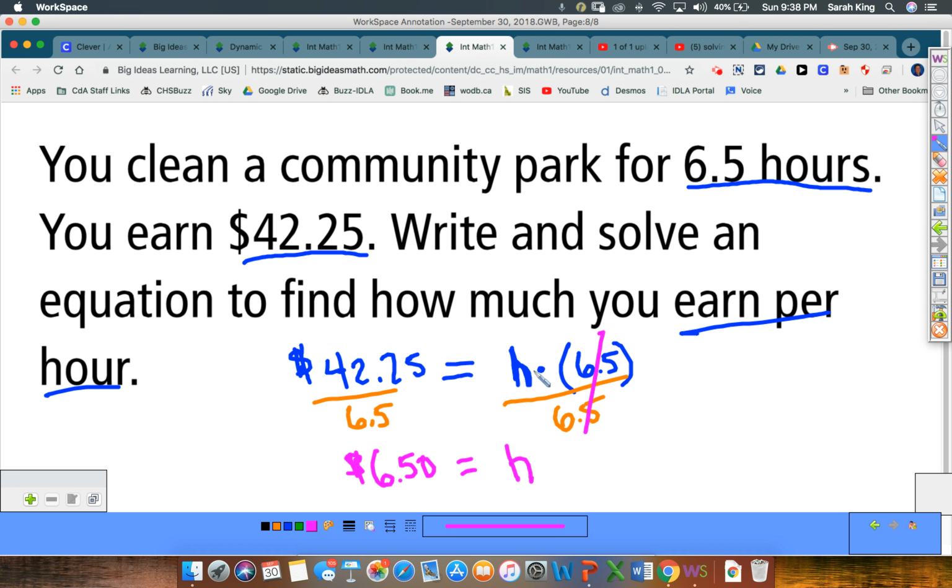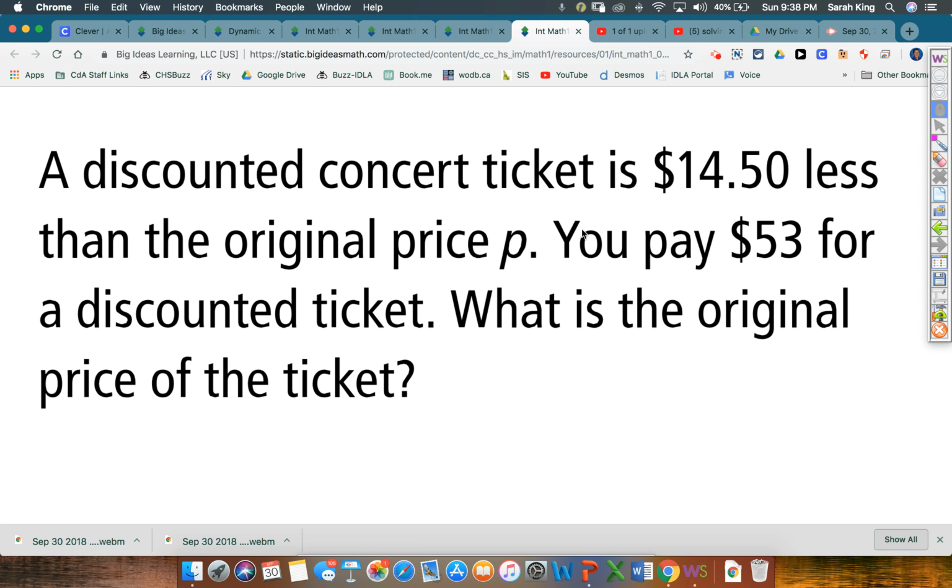And then you also work 6.5 hours. The numbers just work out that way, where it's $6.50 per hour, and also you worked 6.5 hours. All right, you get the idea. Let's do one more example, kind of like this.